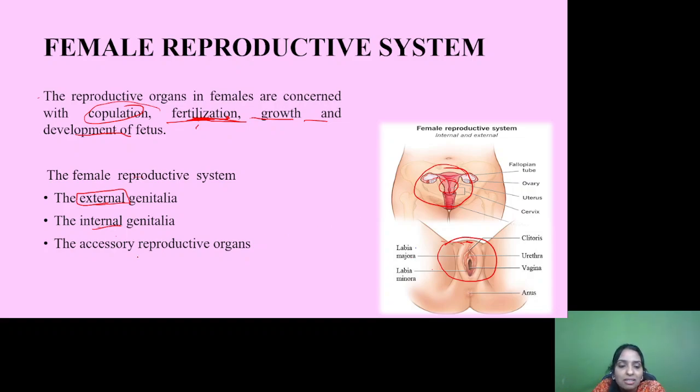And the next is the accessory reproductive organs. What are the accessory reproductive organs? Those are the breast organs. Accessory reproductive organs means these are not included in the reproductive system, but are secondary to the reproductive system, like the breast. Okay, right. We are going to the next slide in detail.